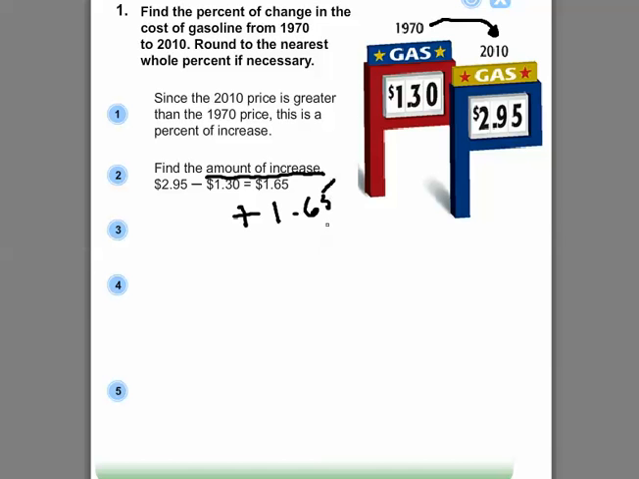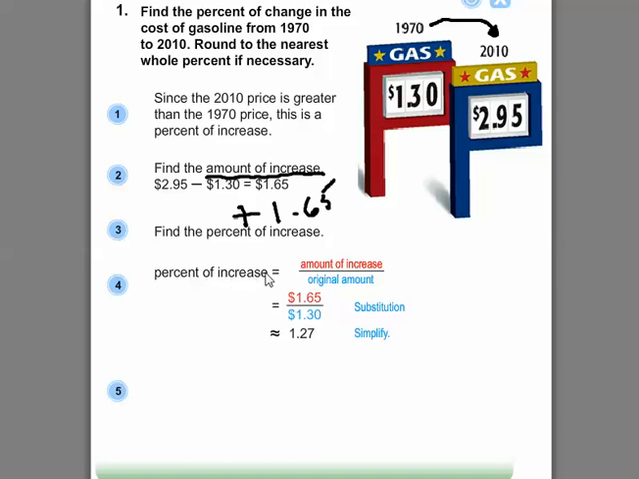But remember, our learning objective is to find the percent of increase. Two completely separate ideas. Now that we know the amount, we can take the amount to find the percent increase. Back to our original ratio, the percent of increase is the amount of the increase, the $1.65, divided by the original amount, which is the $1.30. So we're going to have $1.65 over $1.30. When we divide that out, we get 1.27, and remember that's over 100%. So to put it back in a percentage, we move our decimal 2 places to the right, and we get 127%.